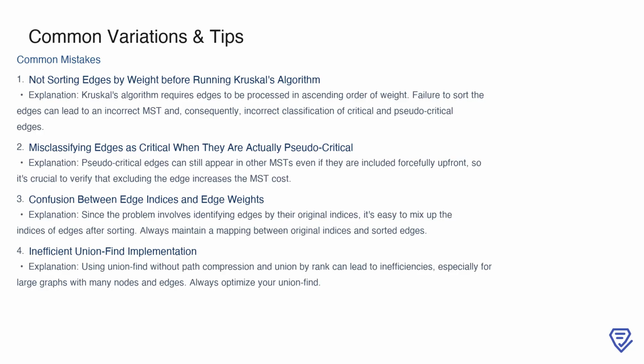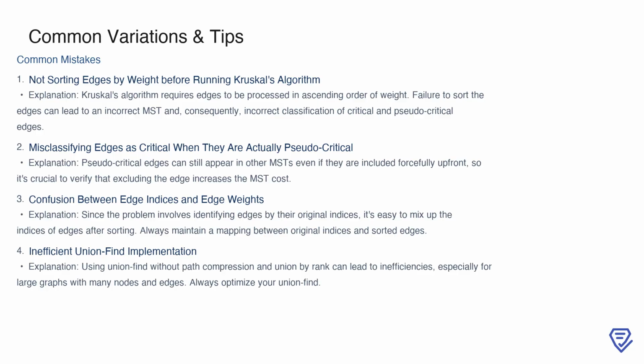Another frequent mistake is misclassifying pseudo-critical edges as critical. Remember, pseudo-critical edges can still appear in other valid MSTs even when they are forcibly included. It's essential to verify the MST cost both when an edge is included and excluded to avoid this confusion. A third common issue is mixing up edge indices and weights. Since the problem requires you to identify edges by their original indices, sorting the edges can cause you to lose track of these indices unless you explicitly maintain a mapping.